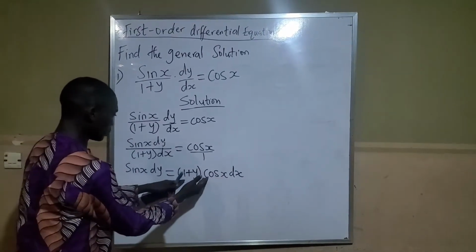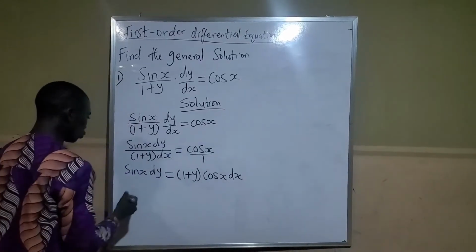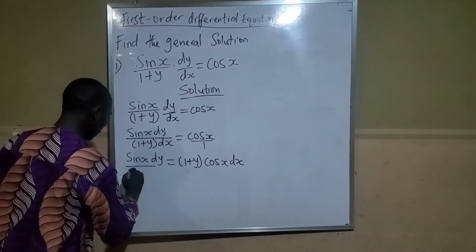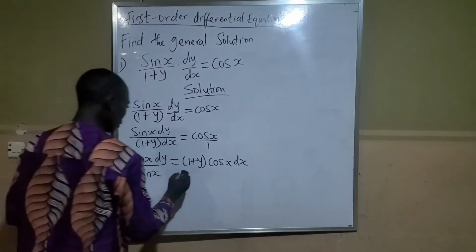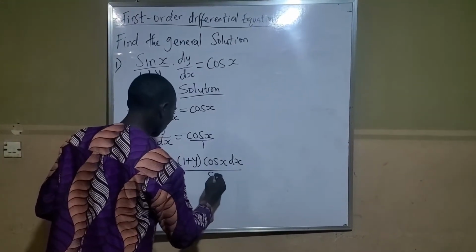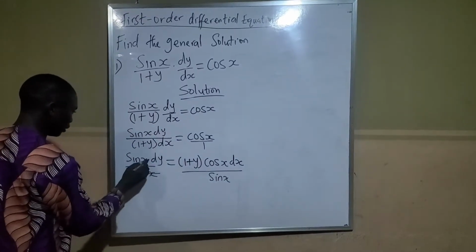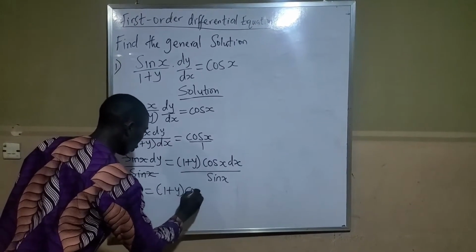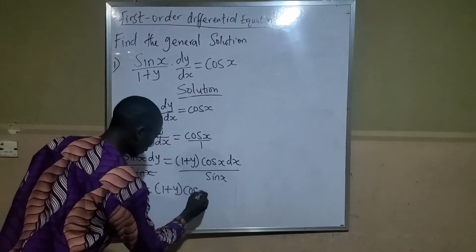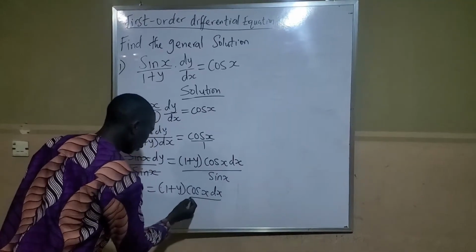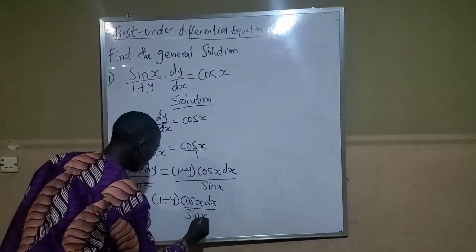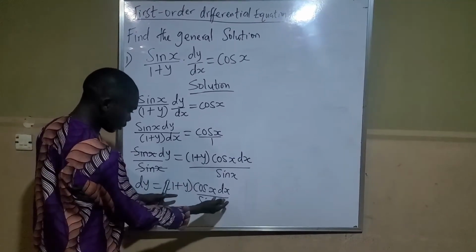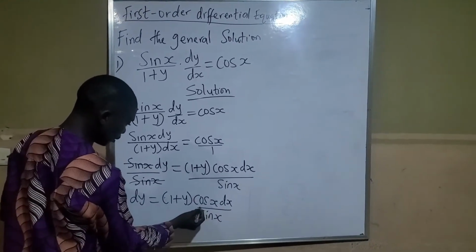Now you can see part of y here and x here. What will I do? I will bring this y here and x here. For me to bring this x to this part, I will divide both sides by sin x. So this will cancel this. I will be left with dy equals 1 plus y, cos x dx, all over sin x, right? Don't worry about the way I draw the line here. It's still the same as this.